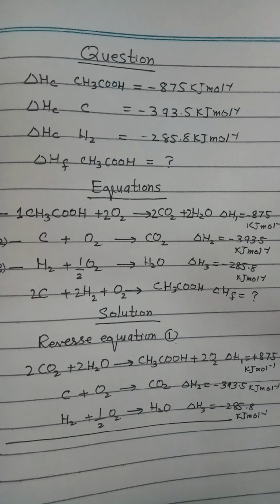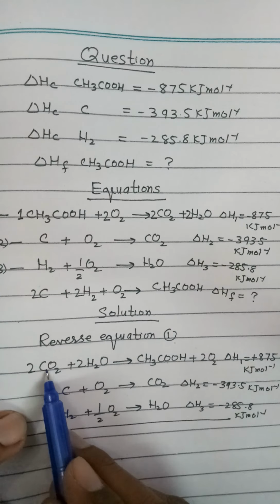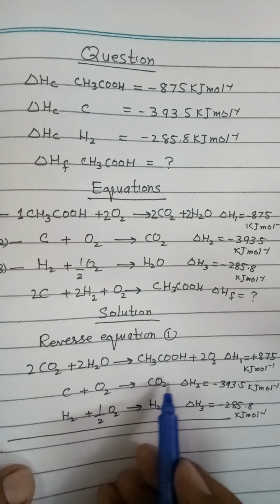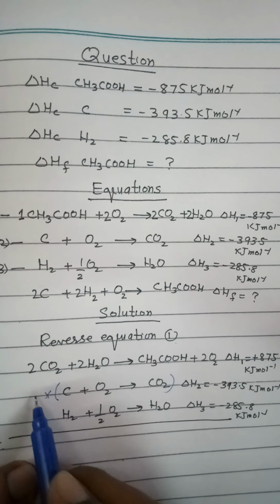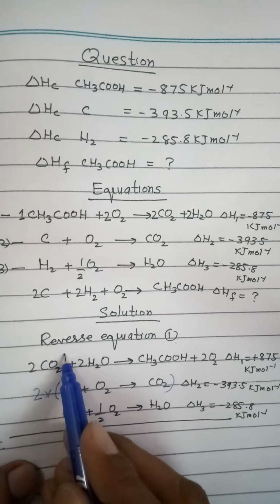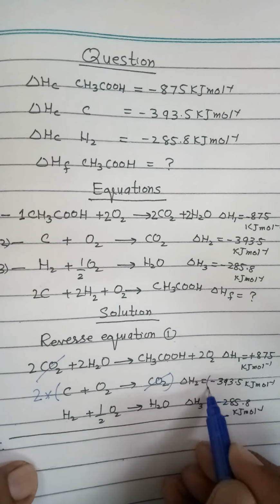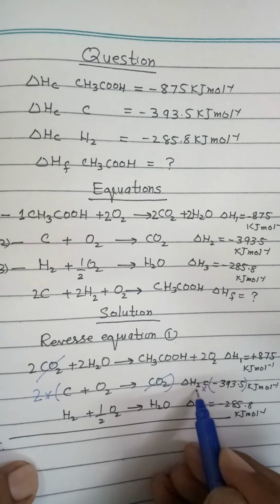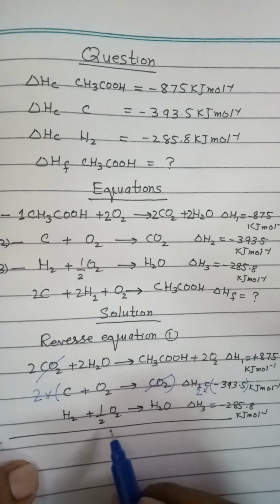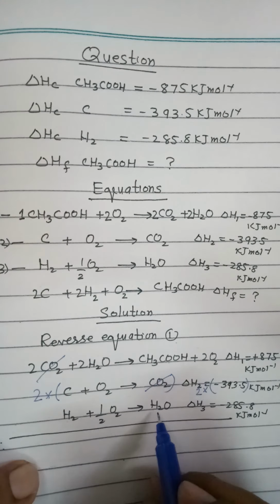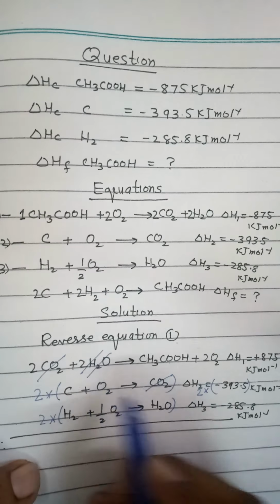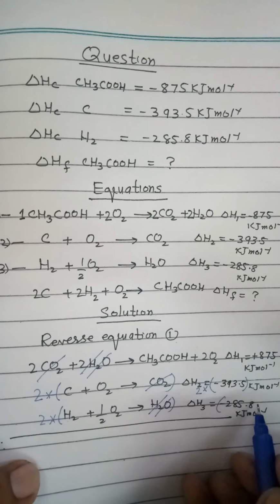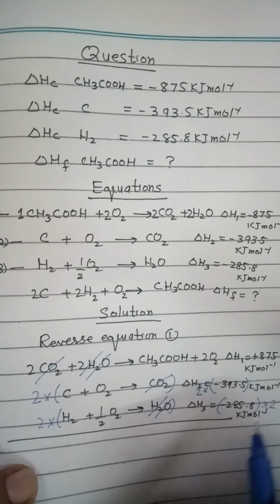In order to add this, carbon dioxide is on the reactant side and on the product side as well, so we will cancel it, but there are 2 moles on the reactant side and 1 mole on the product side. In order to cancel it, we will multiply it with 2. These 2 carbon dioxide will be cancelled with these 2 carbon dioxide, and this heat value will also be multiplied by 2. There are 2 water molecules on the reactant side, 1 on the product side. We will also multiply it with 2 in order to cancel water. So these water molecules will be cancelled with the water. So this delta H will also be multiplied by 2.